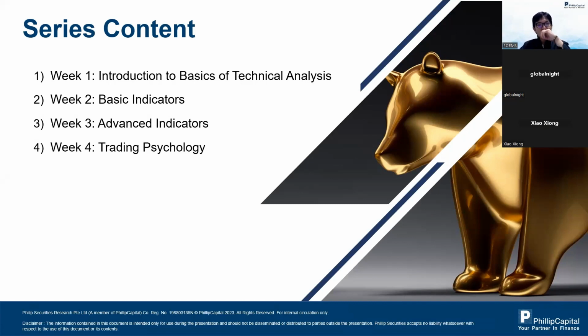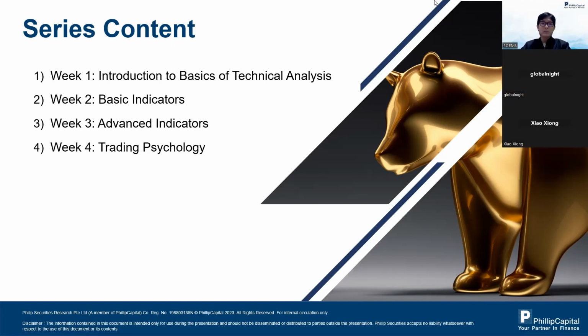When I say basic indicators, it's not like advanced versus basic, it's just different indicators that we will be looking at. The advanced is not that advanced, it's basically oscillators like the relative strength index and MACD, the momentum indicators. It's not as advanced as the Ichimoku cloud, which has a lot more things in it.